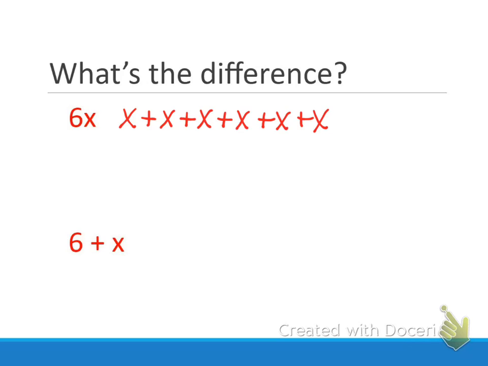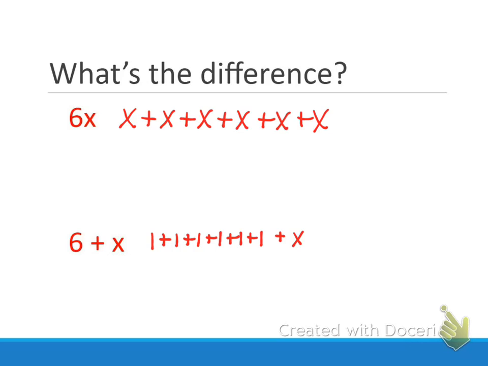Now, if I have 6 plus x, it looks like this. 1 plus 1 plus 1 plus 1 plus 1 plus 1. That's 6 of them. Plus x. Okay, do you see that these are very different things?